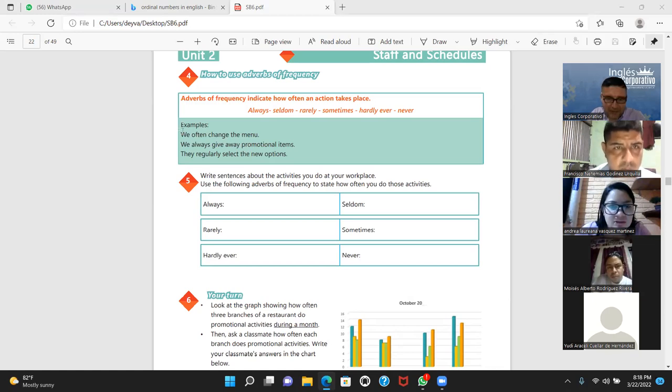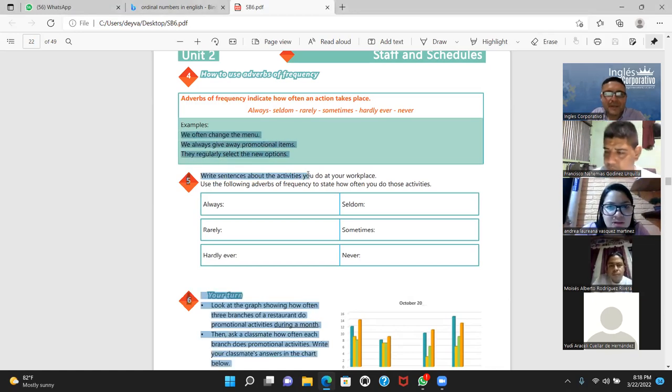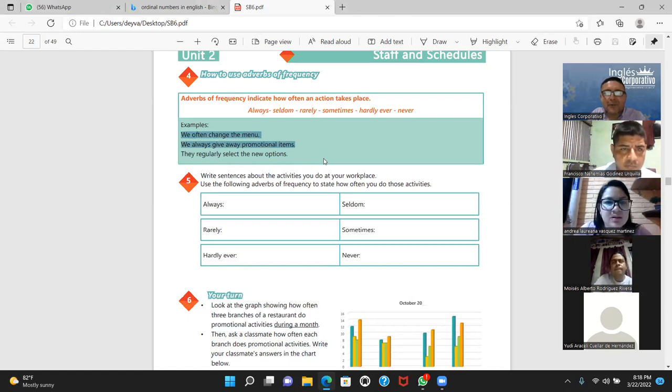What's the meaning of often? ¿Qué significa often? A menudo. Seguido. Frecuente. Often. And please notice, when you say often, letter T is quiet. So you don't say often, you say often. Often. Okay, los que van en moto, please silence your microphone.